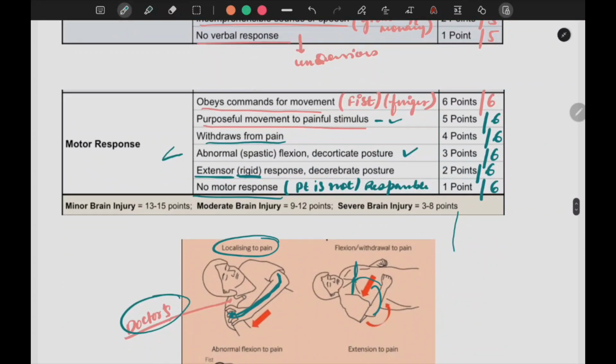So in case of minor brain injury, your patient will have a rating of about 13 to 15 points, right? So whenever you have this scenario, in a case of minor brain injury, there will be a point of 13 to 15 which the patient will gain. In moderate brain injury, there will be 9 to 12 points the patient will be gaining. And in cases of severe brain injury, the Glasgow Coma Scale rating will be 3 to 8 points.